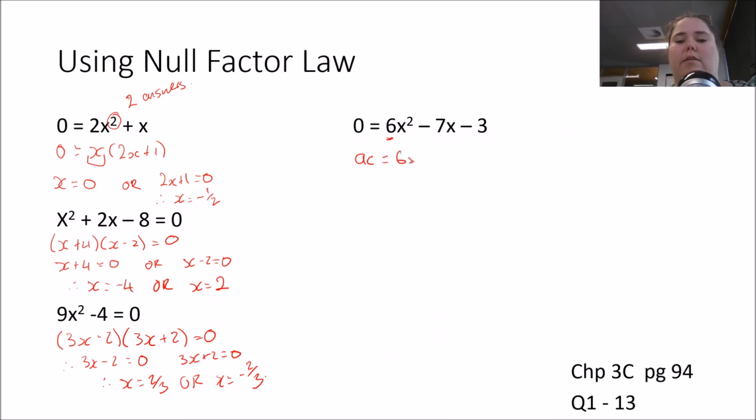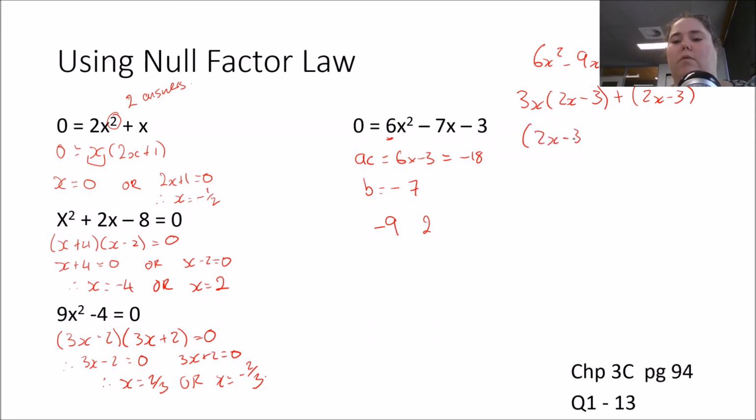Let's do our ACB method. So AC is negative 18, b equals negative 7. So my two numbers, if I've got 9 and 2, I need 9 to be negative. So then we rewrite it. 6x squared minus 9x plus 2x minus 3. So we've got 3x(2x minus 3) and (2x minus 3). So then we factorize them again.